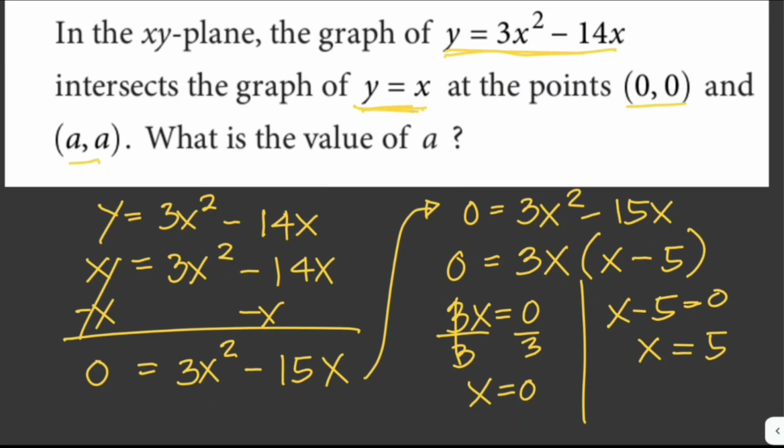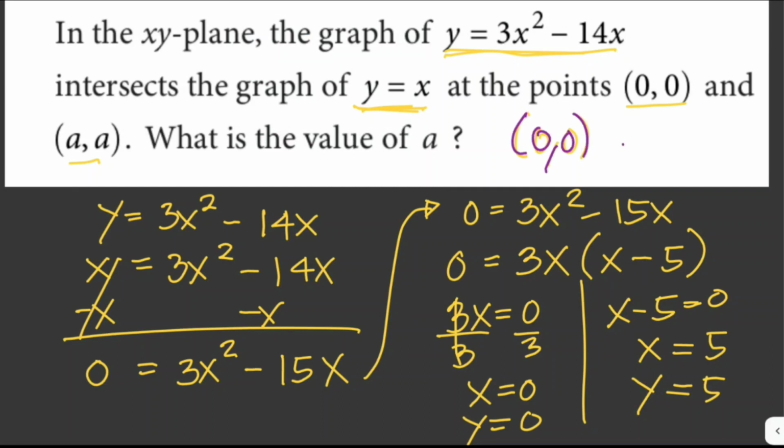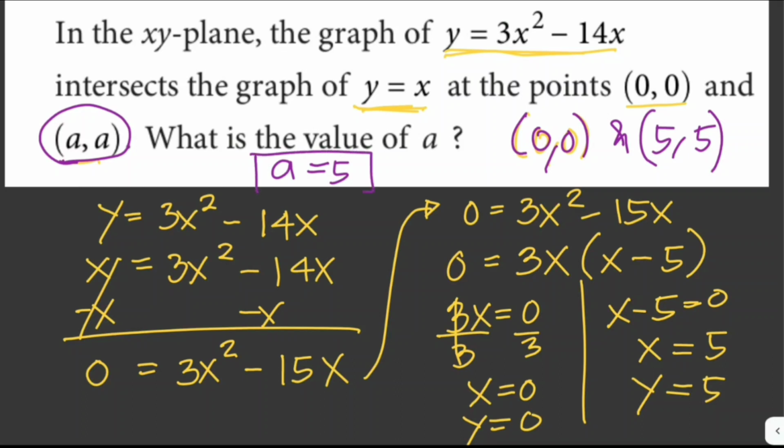Since y is equal to x, therefore the value of y when x is 0 is also 0. When x is equal to 5, the value of y is also equal to 5. Therefore, the intersecting points are (0, 0) and (5, 5). So the value of a here is just equal to 5.